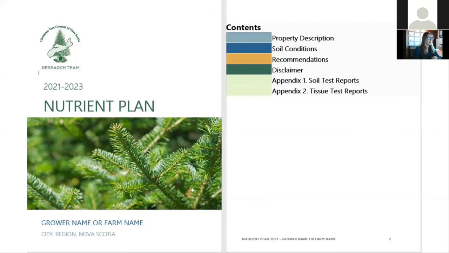So we were pretty happy to be able to put those out this year. I think we completed close to 30, which had us pretty busy for a few months, but it was nice to see the interest in the uptake. So we're hoping we'll be able to offer this as a service again through the research team, and hopeful that it will be useful for years to come for growers.